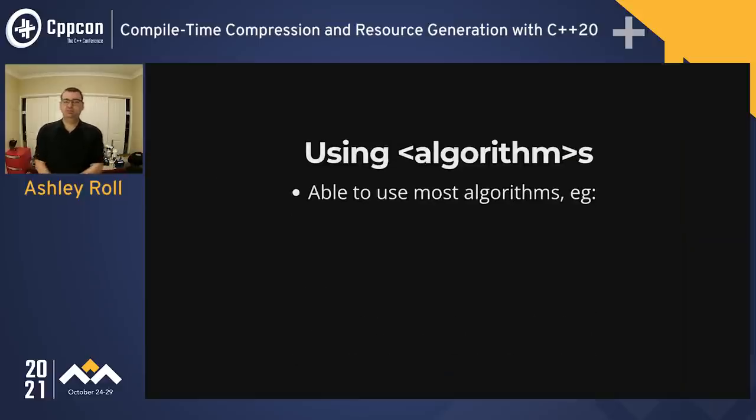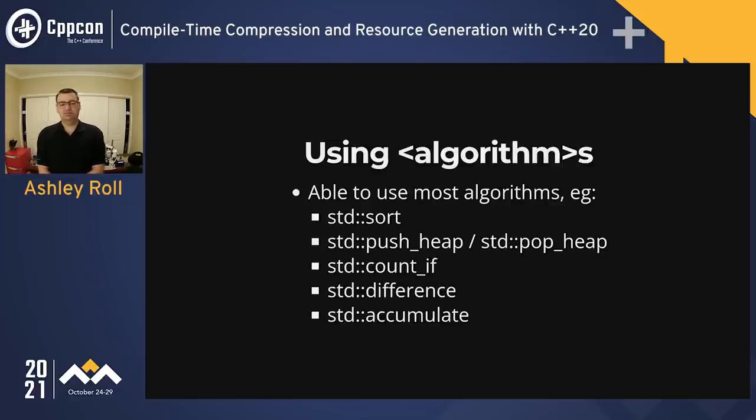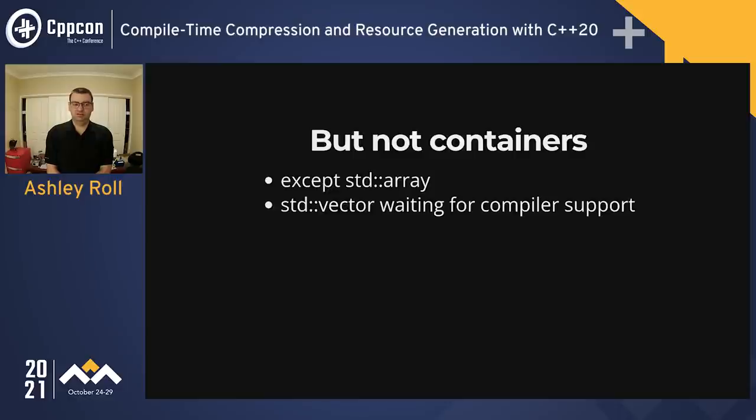You notice we're able to use most algorithms. I haven't found one yet that doesn't work, but I can't say I've used all of them. I've used sort, I've used heap functions, push and pop, I've used count if, I've used difference, I've used accumulate, next and previous, things like that. But it's not so great for containers. We can use std array, and std vector is waiting for compiler support to be constexpr, but we don't have a lot else as far as I'm aware.